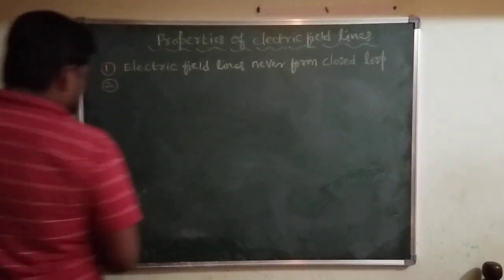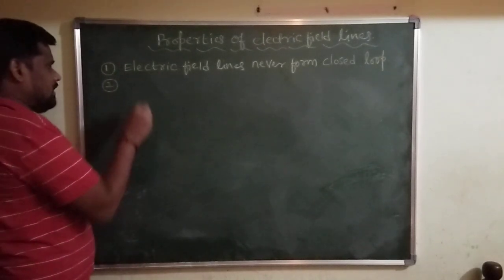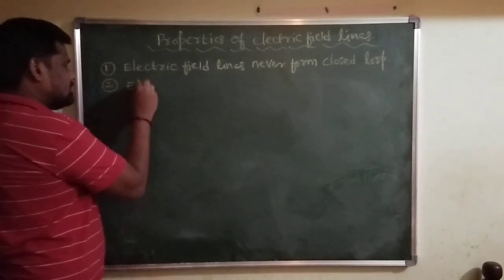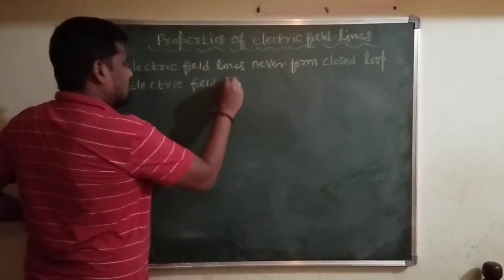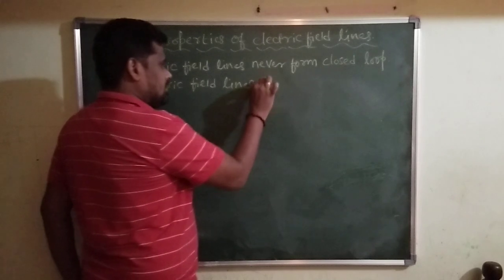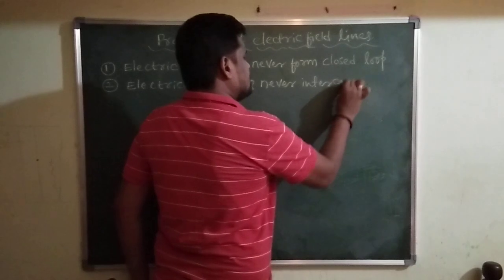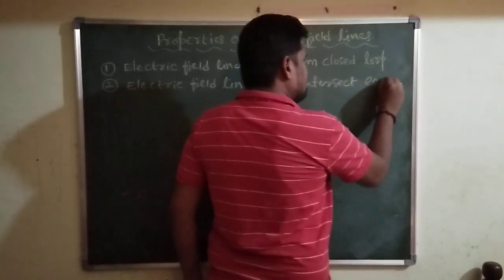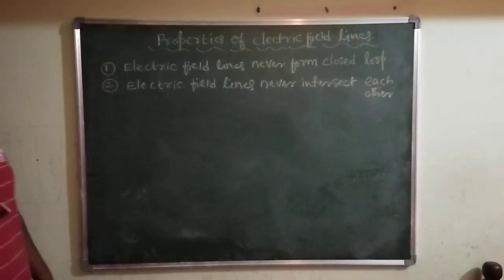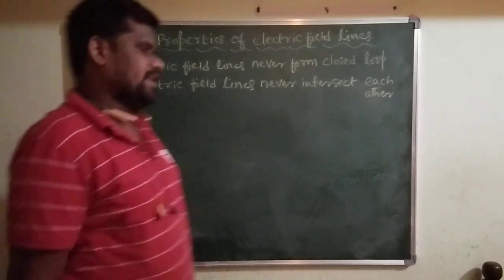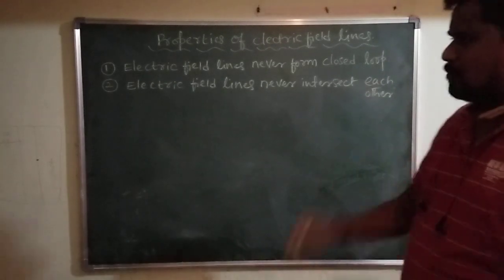For example, first I will write the second property here. What is the second property? Electric field lines never intersect each other. So this is the second important property of what? Electric field lines. The reason for this I will explain after completion of all the properties.